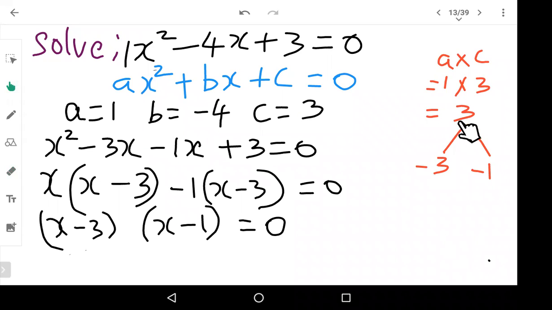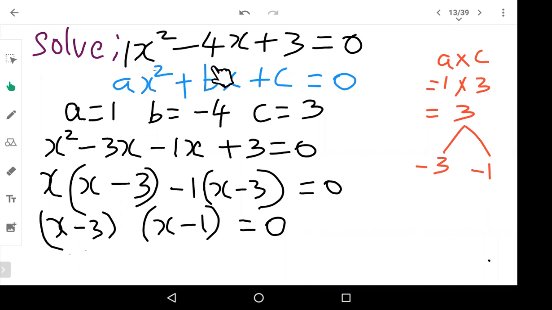When you find the factors, the resultant should be the coefficient of x, that is b. Here, the value of b is -4. So you have to make a combination of numbers along with the sign such that the resultant is -4. If we take -3 and -1, we will get the answer as -4.